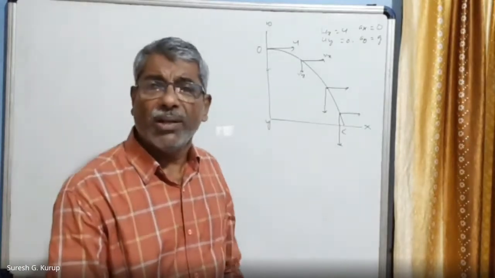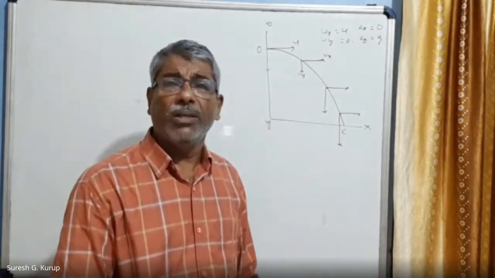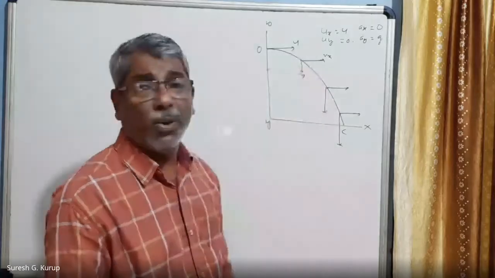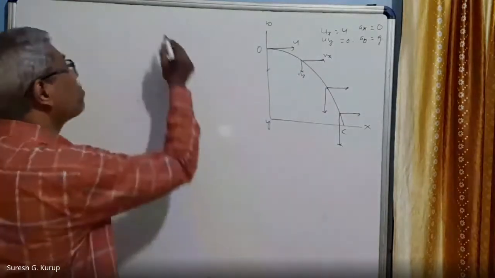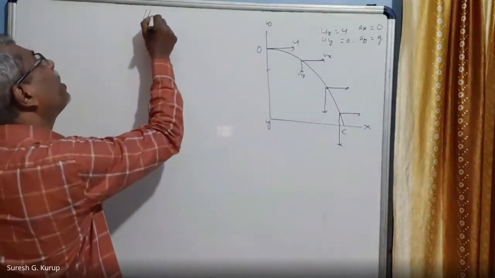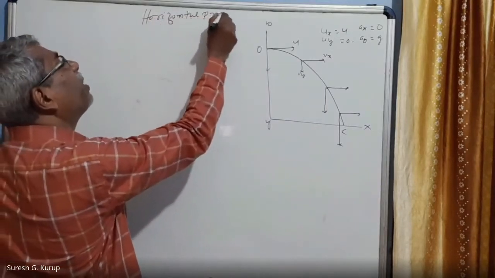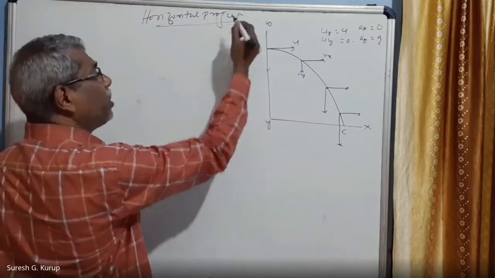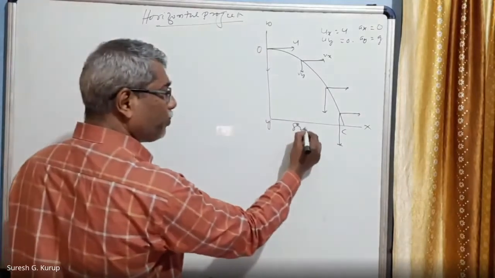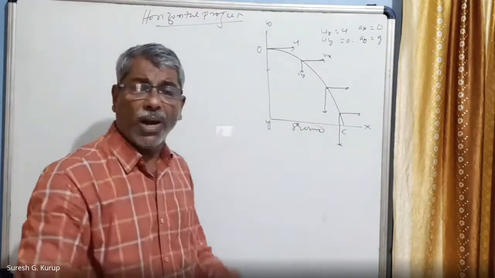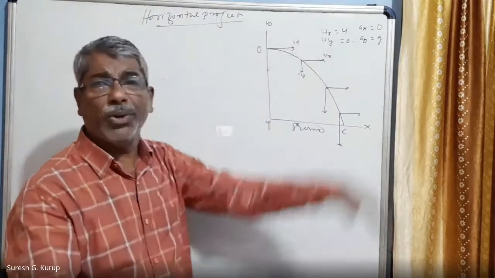There are so many examples of this kind of projectile. This is called horizontal projectile. I must write horizontal projectile. So horizontal projectile means, this is the ground, and from a height above the ground level, a body is thrown.